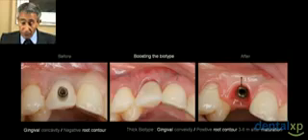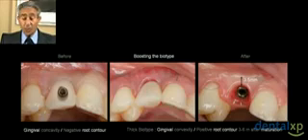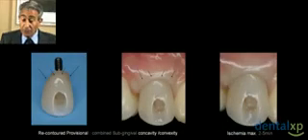When we have totally stabilized and harmonized the position of the graft, then we can definitely suture both sides, the mesial and the distal side. And we have now a nice bulk of tissue. We put the temporary crown.